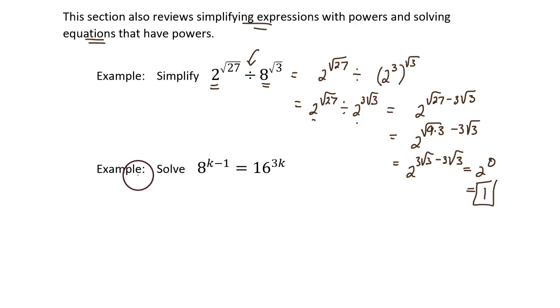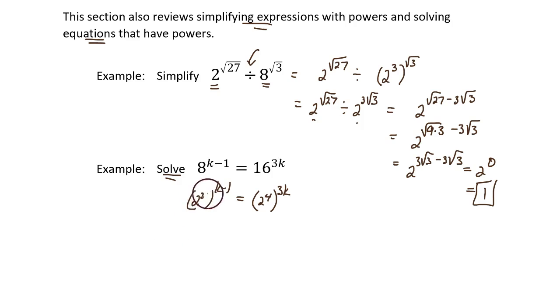For the second example, it's not simplifying. It's an equation and we're asked to solve for k. But k is in the exponent, so we need a way to work with the exponents. And the key to doing that is again to make the same base. 8 is the same as 2 to the 3rd power. So this expression right here is equivalent to this one. Now over here, how can you write 16 using a base of 2? It's 2 to the 4th power. So this expression is really the same thing as this one.